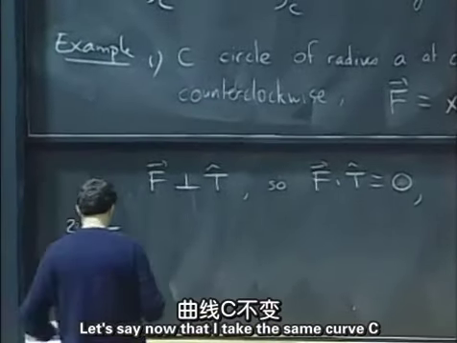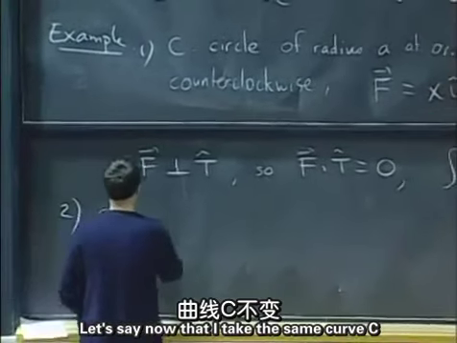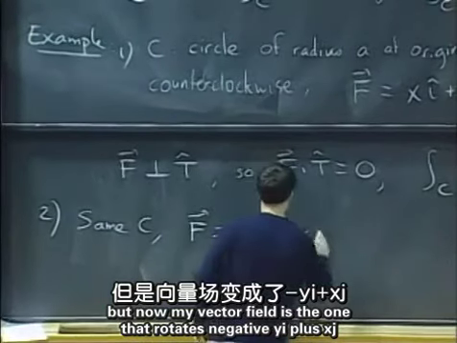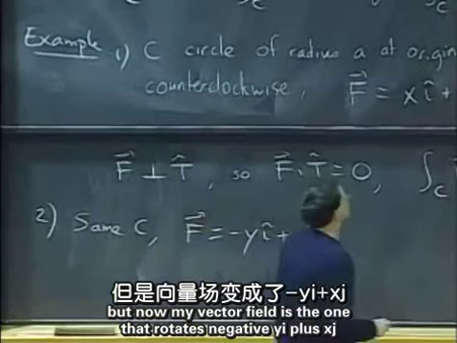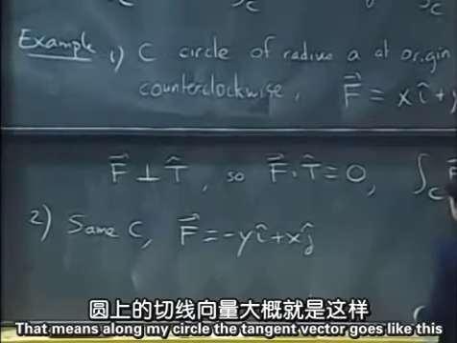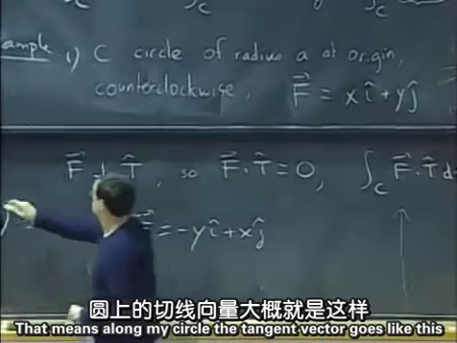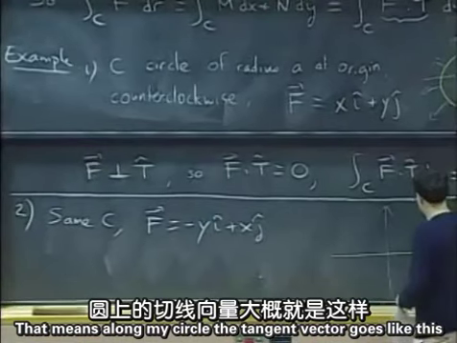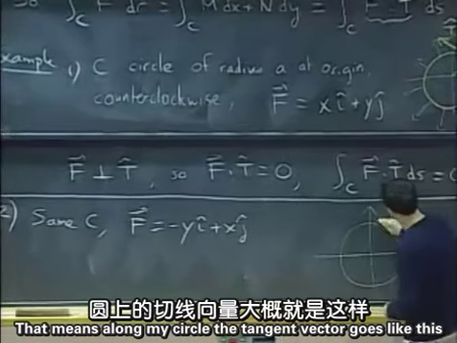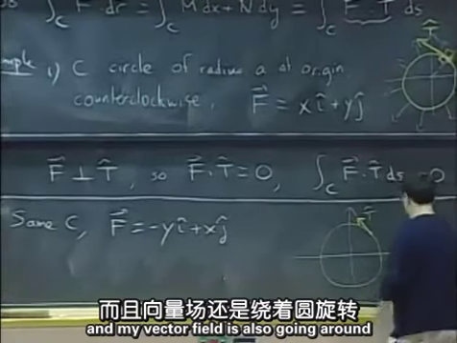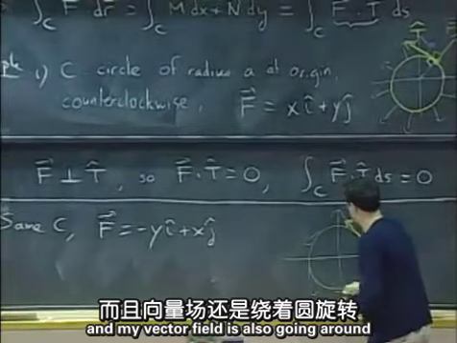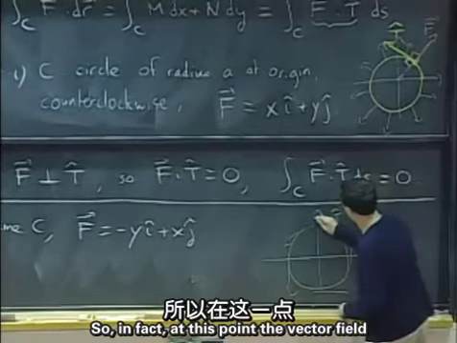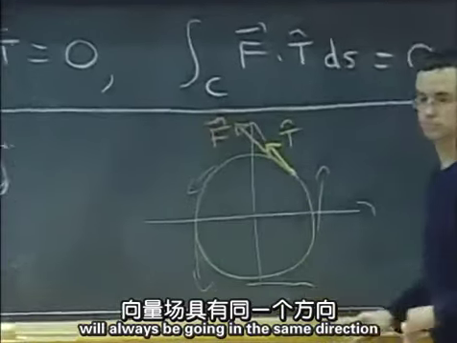Let's say now that I take the same curve C, but now my vector field is the one that rotates: negative yi plus xj. Okay, so that means along my circle, the tangent vector goes like this, and my vector field is also going around. So in fact, at this point, the vector field will also be going in the same direction.